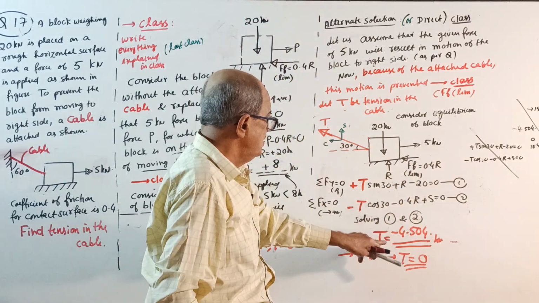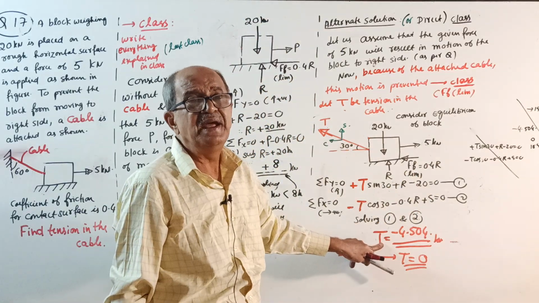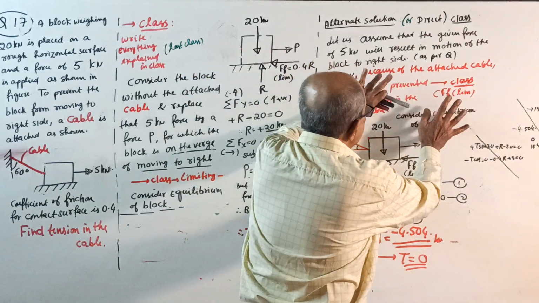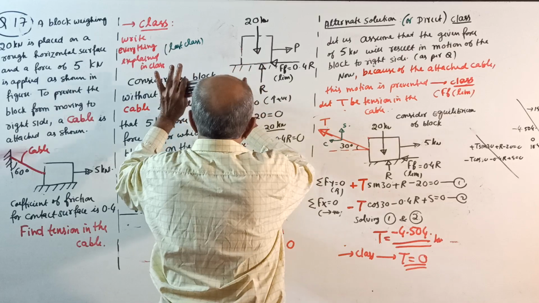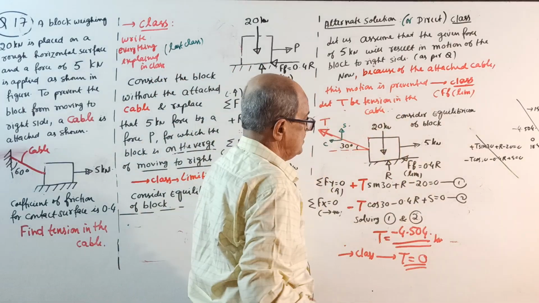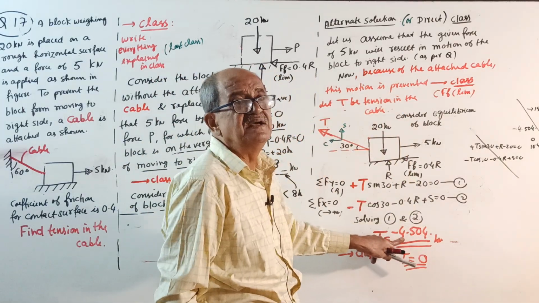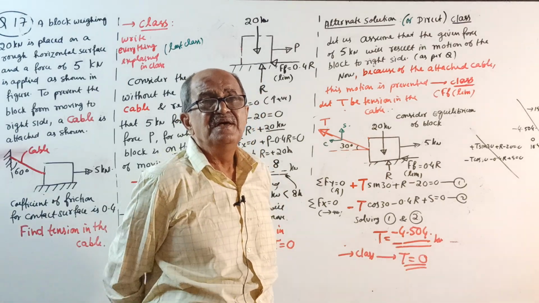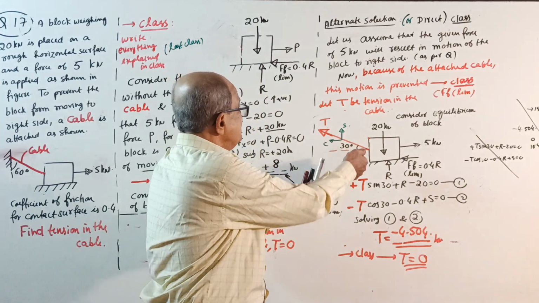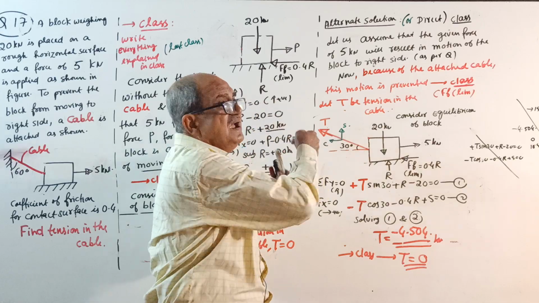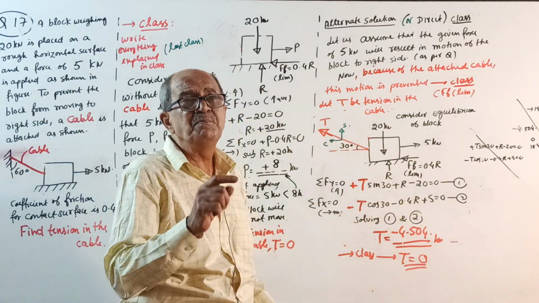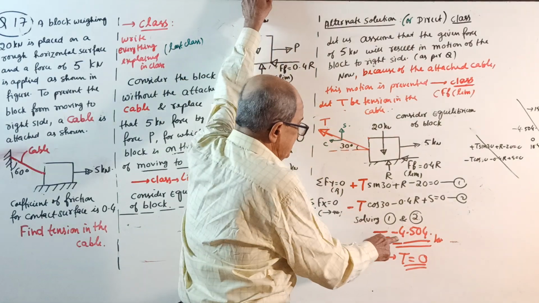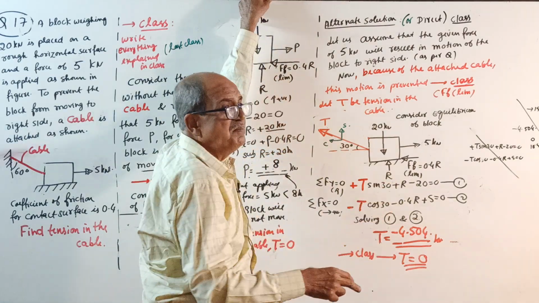Solve 1 and 2. The tension in the cable will come negative. Negative means the cable, instead of T acting this way, should be acting this way. But a cable cannot take compression. The negative value indicates that the cable is inactive.